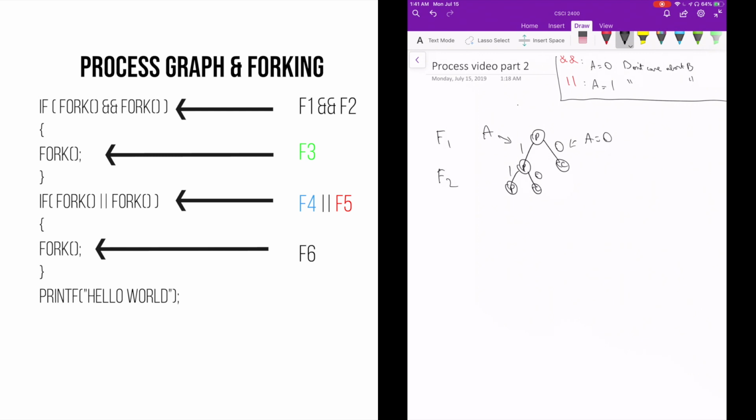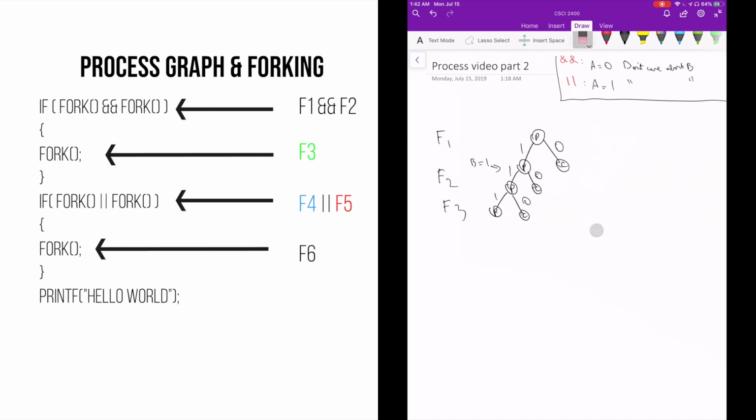Okay, now we're taking care of F3, so we're going to fork again. This time, for F3 to happen, we need both A and B to be true. So that means we need A to be 1 and B to be 1. So here we have B is equal to 1, and here we have B equal to 0. So that means we're only forking on the left side. Okay, so this was F3. So we are basically done with half of this problem already, but it's about to get much harder. So this was the AND part.